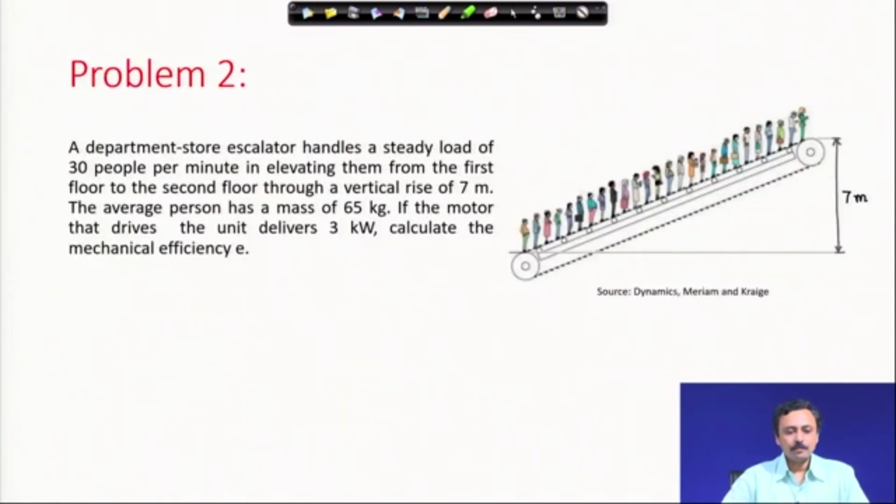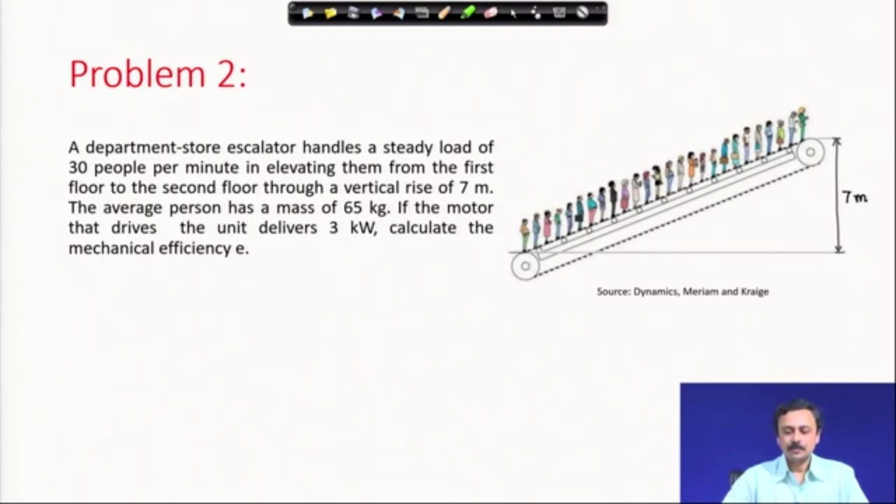We come to the second problem. A department store escalator handles a steady load of 30 people per minute in elevating them from the first floor to the second floor through a vertical rise of 7 meter. The average person has a mass of 65 kilogram. If the motor that drives the unit delivers 3 kilowatt power, calculate the mechanical efficiency E.